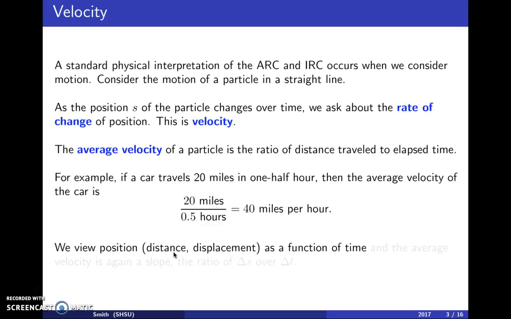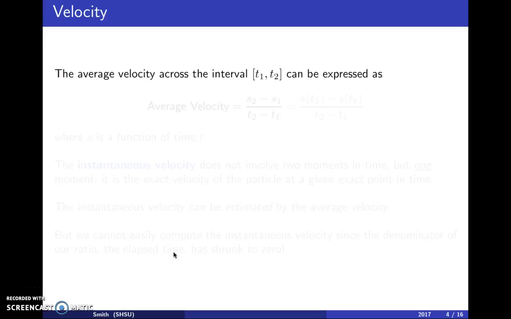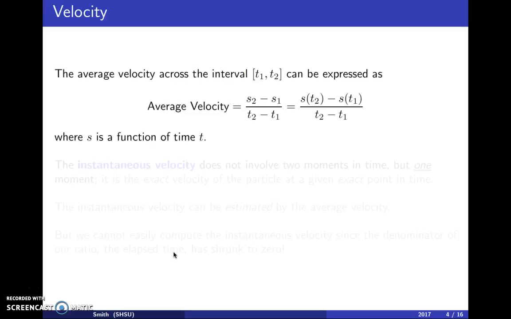We view position, or distance, or displacement as a function of time, and so the average velocity is, like any ARC, a slope. It's the ratio of the change in S to the change in T. The average velocity across the interval t1, t2 can be expressed as the average velocity is equal to change in S over change in T, where S here is distance or displacement, and it's a function of the time t.